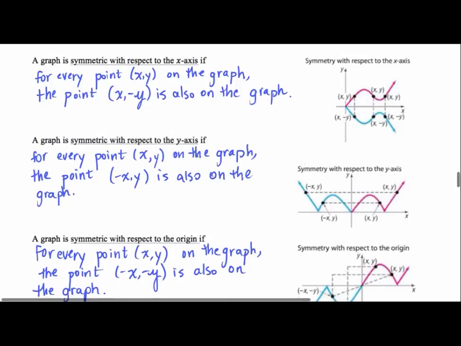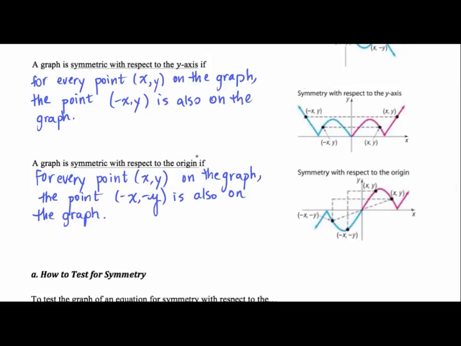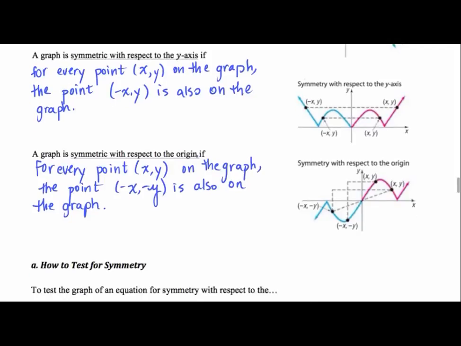Okay, how do you tell if a graph is symmetric? It's using this idea about the points and the corresponding points being on there. So how do you tell or test for symmetry? Ready for me to go down a little more?